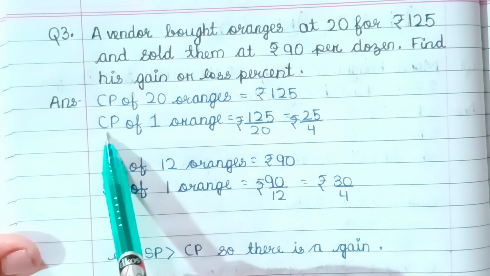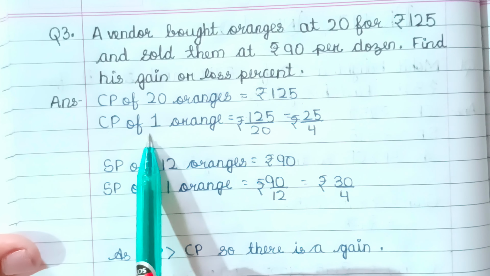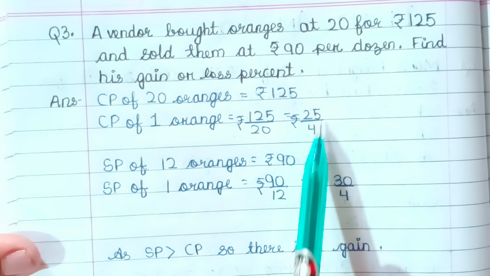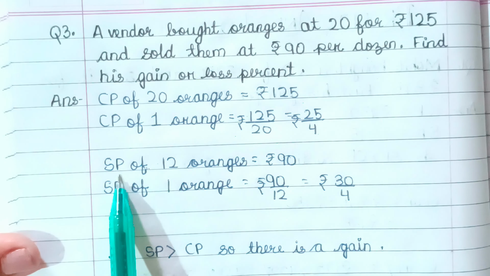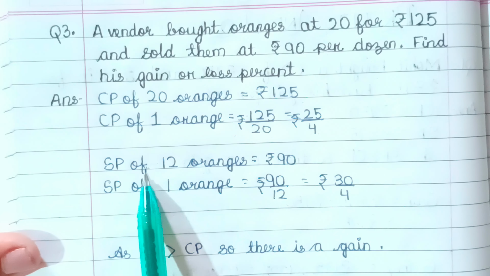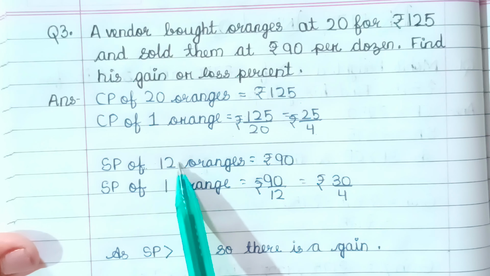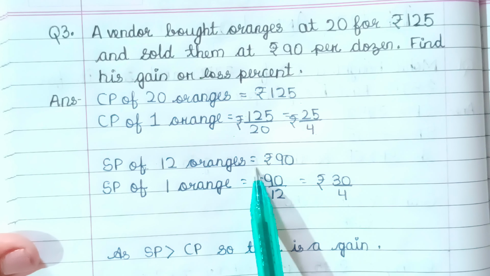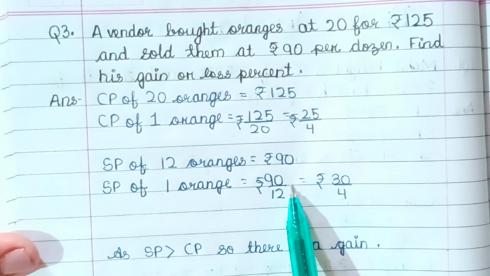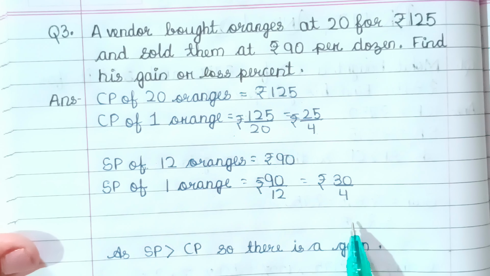So obviously if we find the CP of 1 orange, then we will get rupees 125 by 20, that is rupees 25 by 4. Next thing is the SP of 12 oranges, rupees 90. 12 oranges means 1 dozen. So 1 dozen oranges means 12 oranges. The SP is rupees 90. So the SP of 1 orange is rupees 90 by 12, that is rupees 30 by 4.